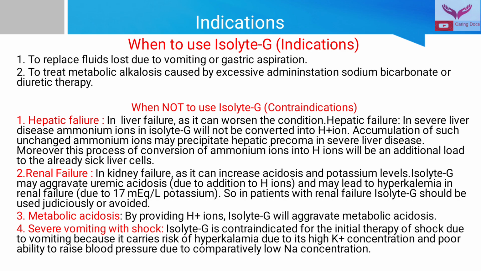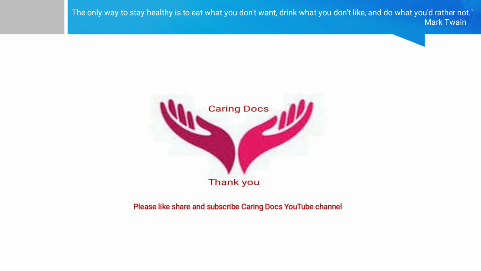Patients with metabolic acidosis, we should avoid, because it provides the hydrogen ion and it will further aggravate the metabolic acidosis. Patients with severe vomiting with shock, Isolyte G is contraindicated for the initial therapy of the shock due to vomiting, because it carries the risk of hyperkalemia due to its high potassium concentration and poor ability to raise the blood pressure due to comparatively low sodium concentration. This is all about Isolyte G.